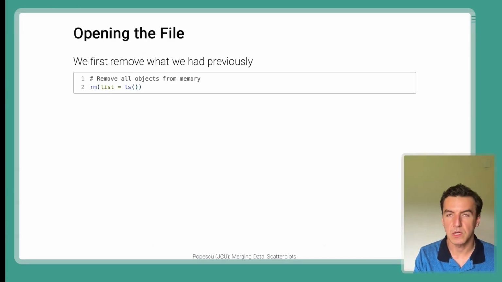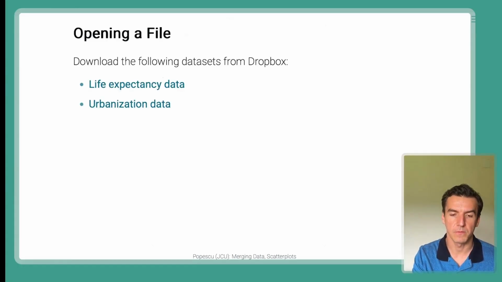If this is the first time when you open R, of course, you're not going to have any objects. But if you do have any objects, this is how you remove them: rm(list = ls()), and then close the bigger parenthesis. This is what is going to remove all the objects from memory.